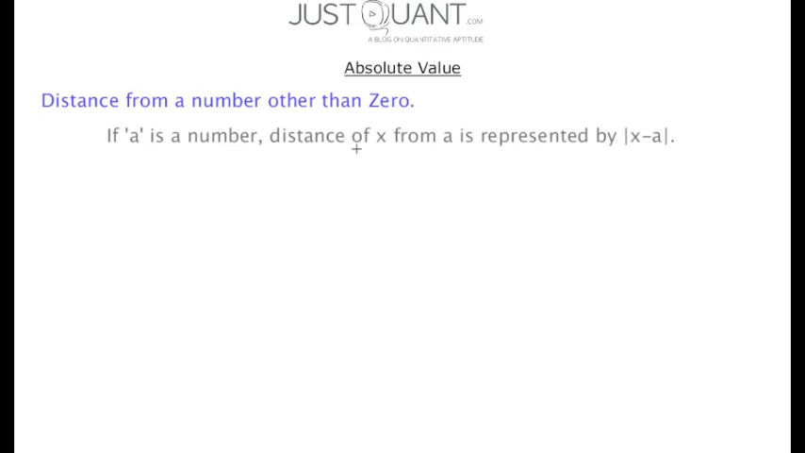Okay. If |x| represents the distance from 0, how do we represent the distance from a number other than 0? If a is a number, then the distance of x from a is represented by |x - a|. Let's consider an example, |x - 2| = 3. This means x is at a distance of 3 units from 2.